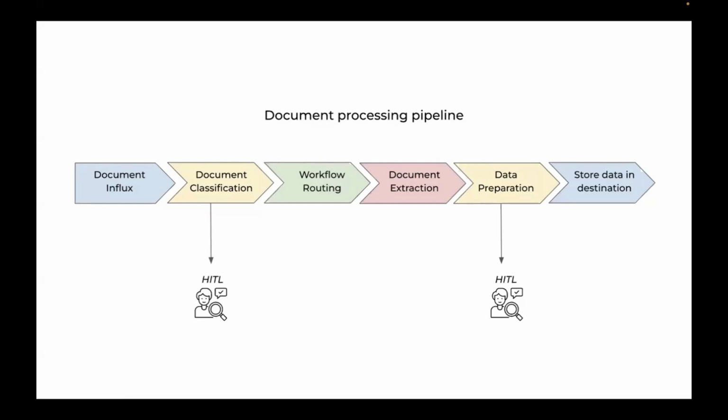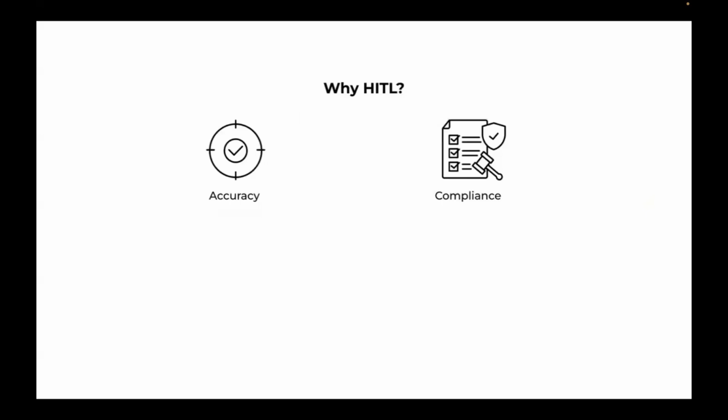So now that we've seen what is human in the loop and where it can be inserted in the entire document processing pipeline, let's go over why HITL is really required today. We already touched upon this, but to reiterate, we see two major implications where HITL becomes important, that is accuracy and compliance.